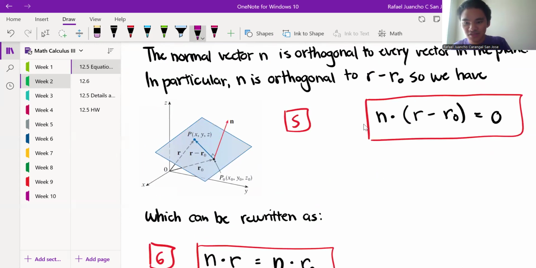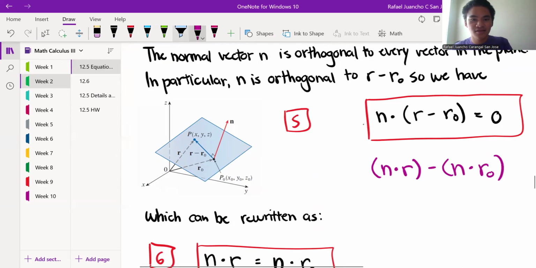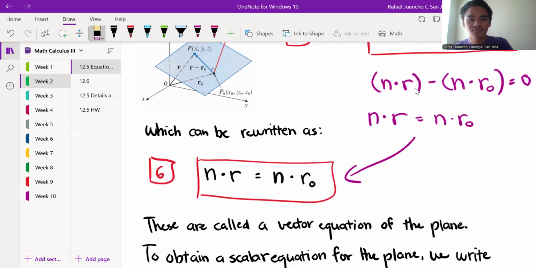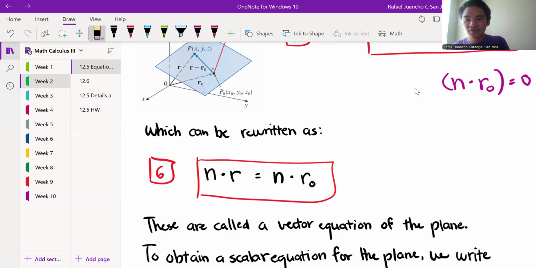Well, we just did this basically. n times r minus n times r naught. So it's that multiplying thing normally. We can do that, to be honest. And that's just 0, right? And then we add the dot product of n times r naught to both sides. So we would get this equation, which is equal to this. So we add n times r naught, or the dot product of n and r naught, to both sides. Then we would get that. That's how we rewrite that thing.